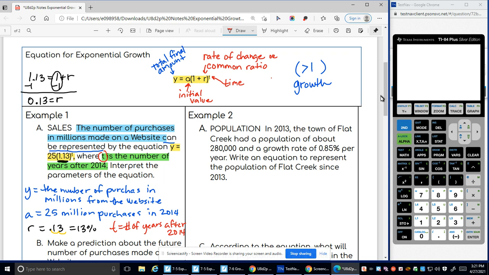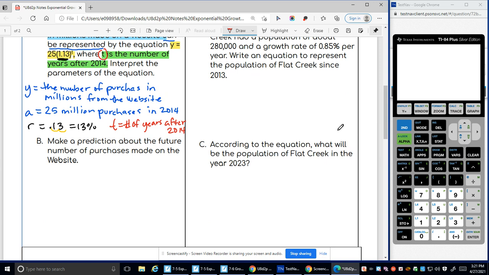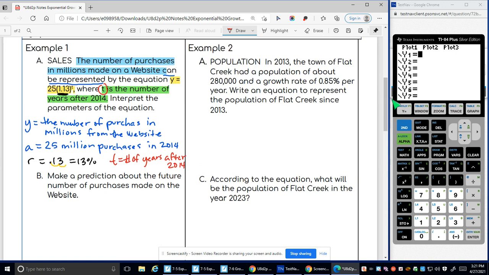All right, so those are all the parameters of the equation. Now, if we wanted to make a prediction about the future number of purchases made on the website, we could do this. Let's put it in our calculator. I'm going to type in the equation. To put in an equation, we hit y equals, right? If we start right here, we're at y equals, and then we just type it in. Like I see a 25, I put in 25. I see a parentheses, I put parentheses.